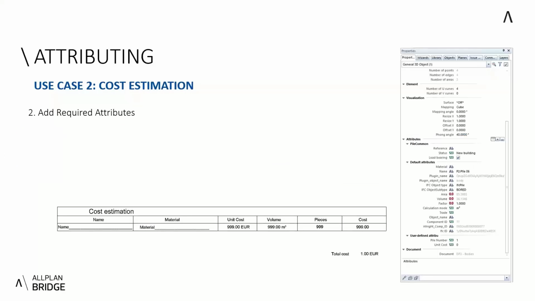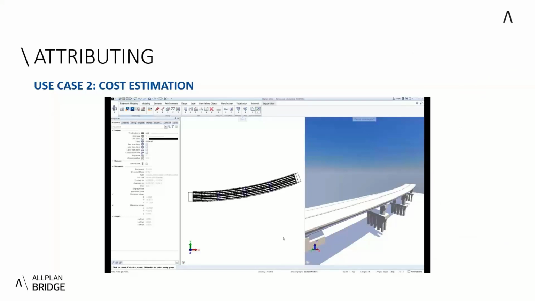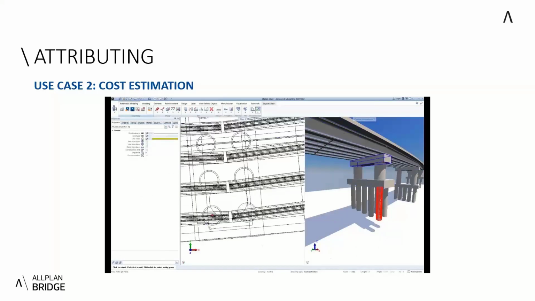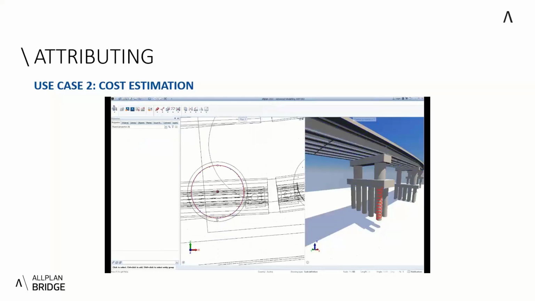And of course, the second step is to have the required attributes. So for this legend, I need a material, I need a name, I need a unit cost, I need a volume. So all these are required for this legend to work. So I should add these attributes. Then finally, it works. To demonstrate what I am referring to, as you can see, I have the same bridge project, and this is the reinforcement, the pile reinforcement, as you can see here.